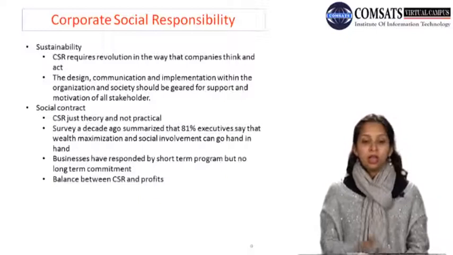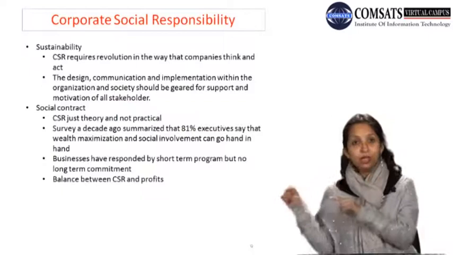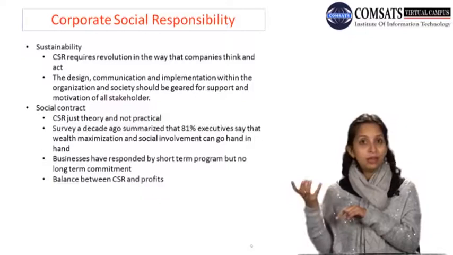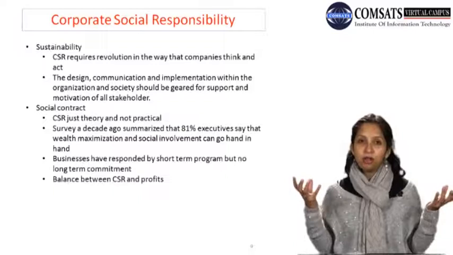The corporations are going to go for wealth maximization, and the society is going to benefit from the social involvement, or from the activities that are going to result in the betterment of the society. That means the society is benefiting from the activities that the corporation is doing, and the corporation is benefiting from the money that the society gives in terms of buying the product of the corporations.